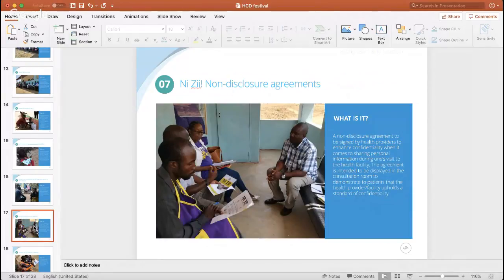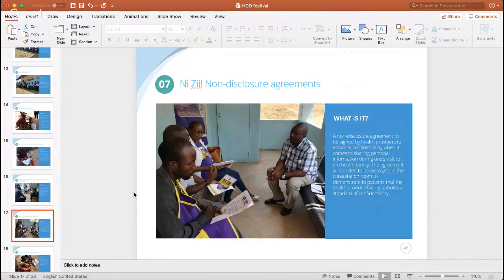So this yellow agreement that you can see in the picture was the one the health provider had to sign and also show in the consultation room, so that the patient, as soon as they arrived, could see it and then the provider would explain what it was about. And we also prototyped another promise between the patient and the health provider, in which both of them had commitments. The health provider promised not to disclose any information, but the patient was also supposed to promise that they would follow their advice, that they would be honest about their pre-existing conditions, and so on.